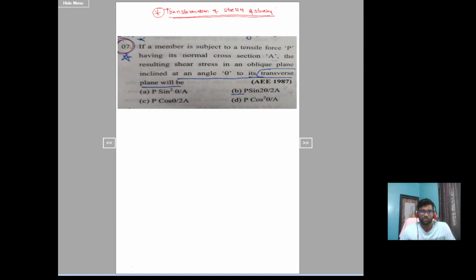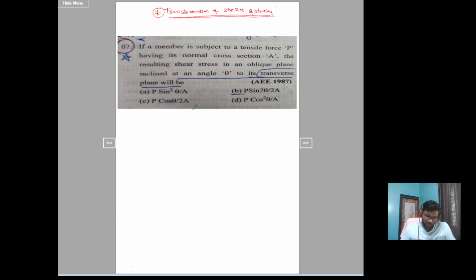Now, before solving this question, I will mention one thing. In case of transformation of stresses and strains, every question can be solved using one method, the transformation equations, and another method, using Mohr circle. For some kinds of questions the transformation method will be very easy, and for some kinds of questions you can solve them easily using Mohr circle. I will solve using both methods. Whatever you find easy, you can use.